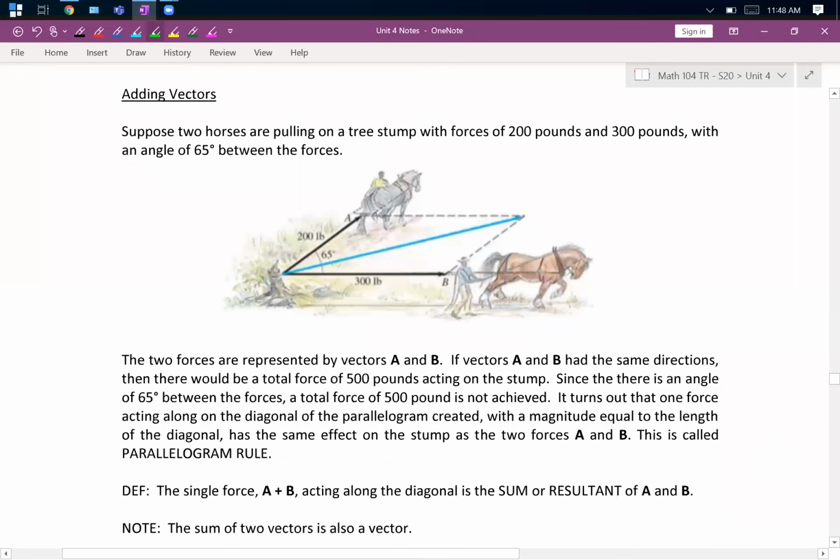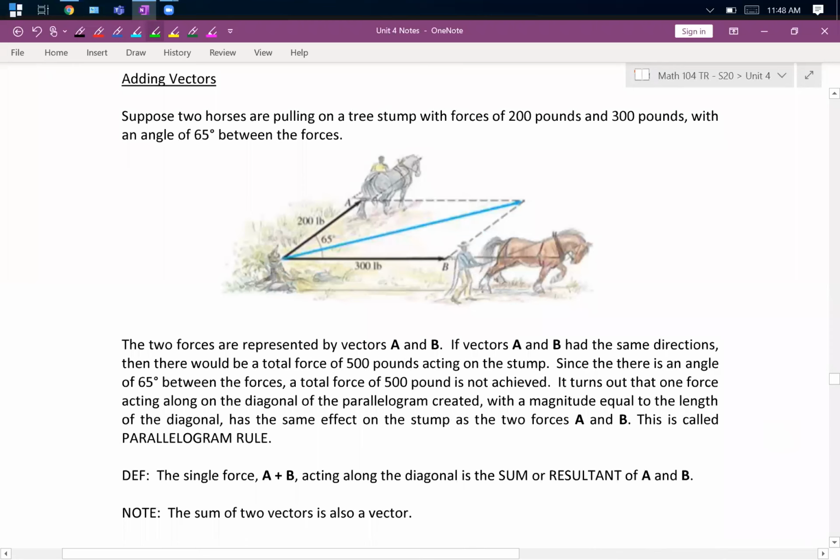So let's talk about adding vectors. Suppose that 2 horses are pulling on a tree stump with forces of 200 pounds and 300 pounds with an angle of 65 degrees between the 2 forces. The 2 forces are represented by vectors A and B.